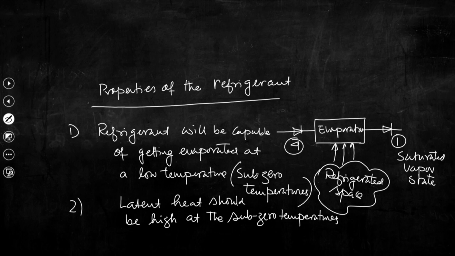So, we have understood the physical significance of ton of refrigeration. What is the meaning of this? That means the amount of heat should be extracted by the refrigerant from this refrigerated space or cold space. So, this is also cold space. Okay. And then we have also discussed about the properties that a particular refrigerant should have.